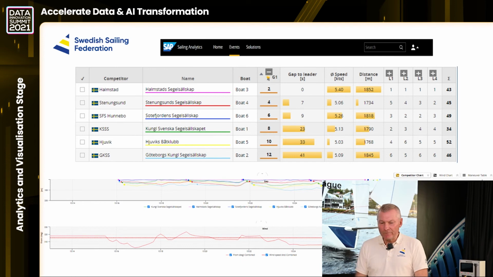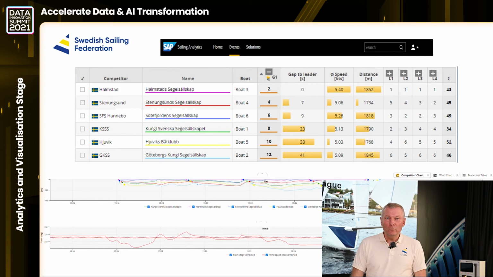That's their strategy. But Stenungsund, that came second, they have almost the lowest average speed, but they have sailed very smartly because they have a very, very short distance. They sailed the shortest distance of all the boats. So that was another strategy. And what they have probably done is they have used the wind direction.